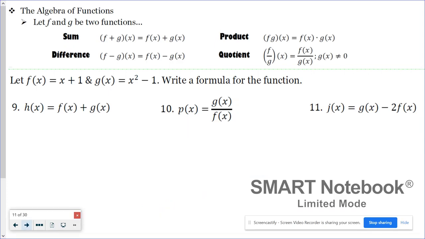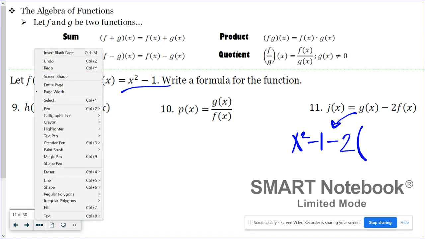In number 11, we want to create a new function, j of x. And we're going to do this by going g of x minus 2 times f of x. So the first thing to do is to substitute in the actual rules. So g of x is equal to x squared minus 1, and then minus 2 times f of x. So I'm going to put f of x in parentheses here. And f of x is x plus 1.